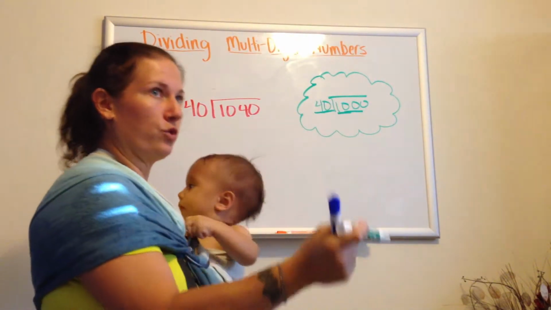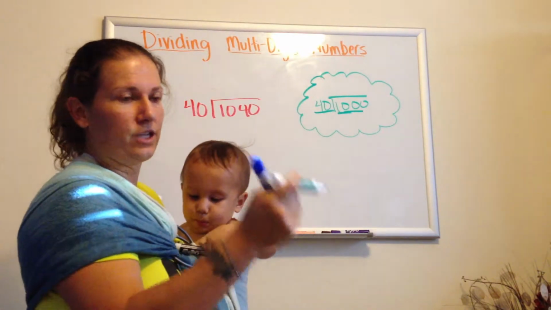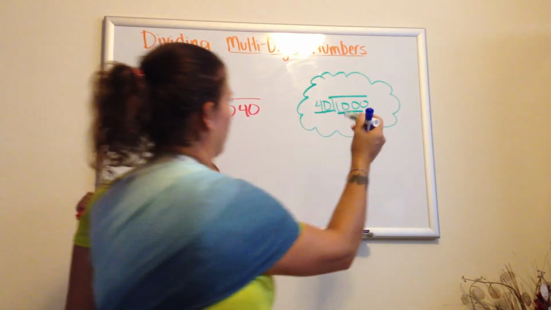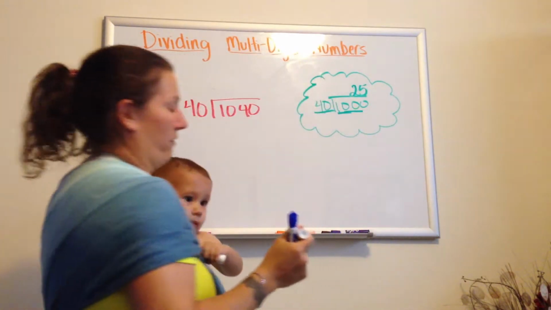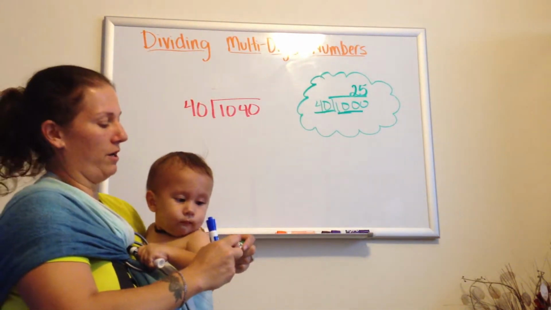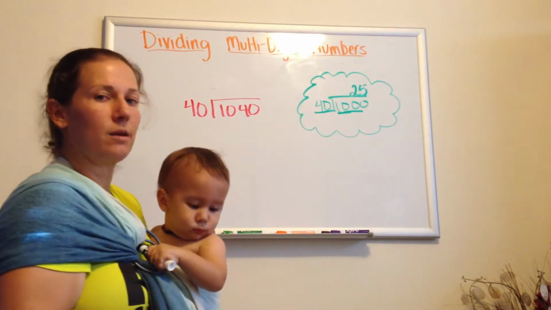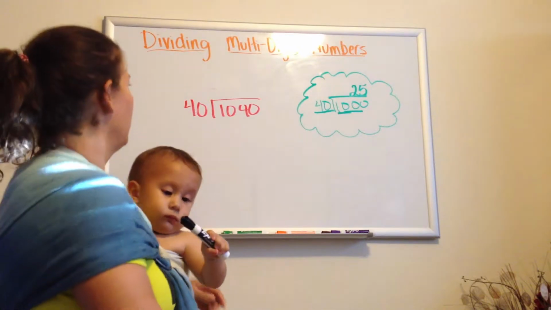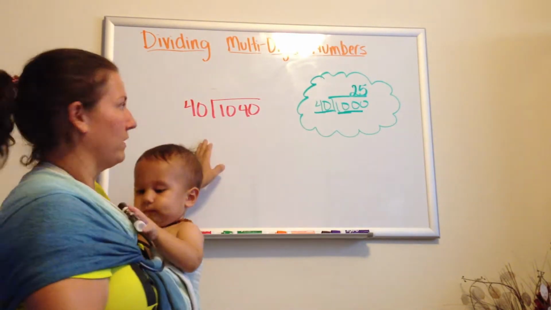There's going to be another 20. So it'll probably go in, well, it goes into 100 exactly 2.5 times. So that means my estimation will be 25 because it's halfway up to 30. So that's my estimation. I'm looking for an answer that's probably somewhere close to 25. And I'm going to use those numbers as I do my multi-digit division.